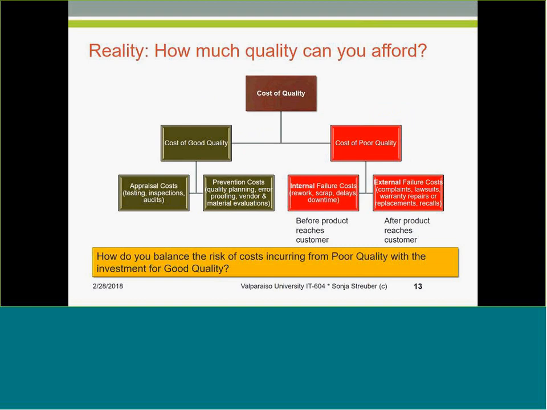Quality requires investment, it requires money as well, right? So that means we have to talk about how much we can spend on quality management. How much we spend on quality management is called the cost of quality. The cost of quality is really two parts. On the one side, it's the cost of good quality, which is prevention cost.